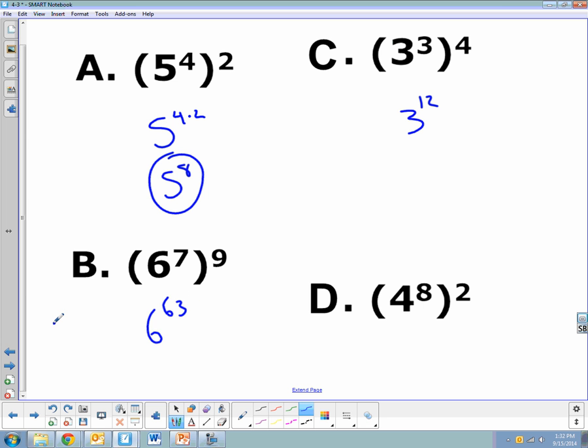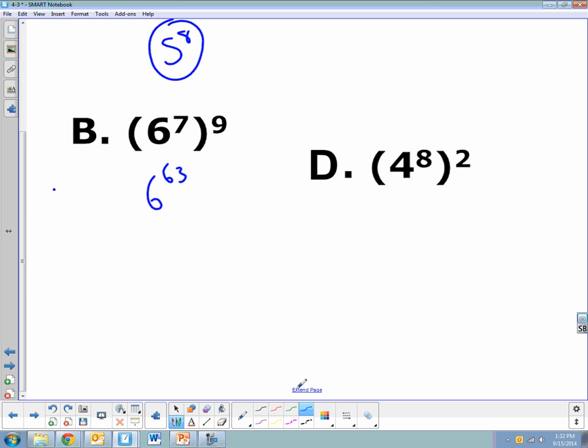That's a big number. I don't know if your calculator could even handle it. Try it, see if it does. 4 to the 8th to the 2nd power. Again, I multiply those exponents together. 4 to the 16th power.